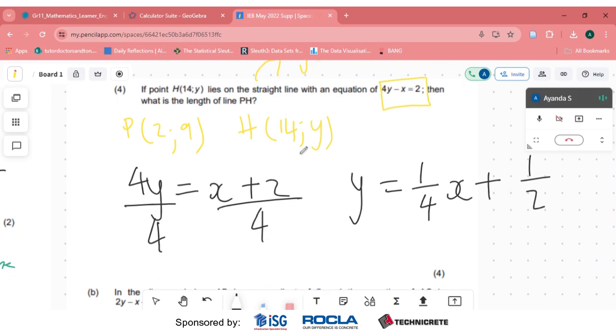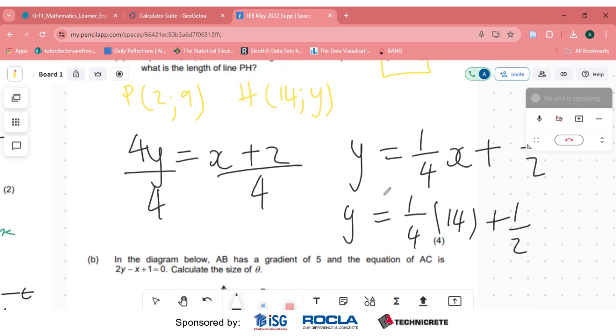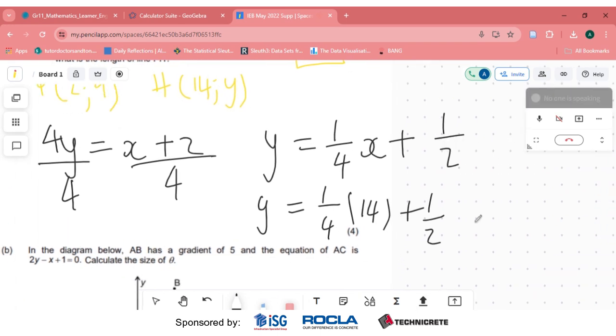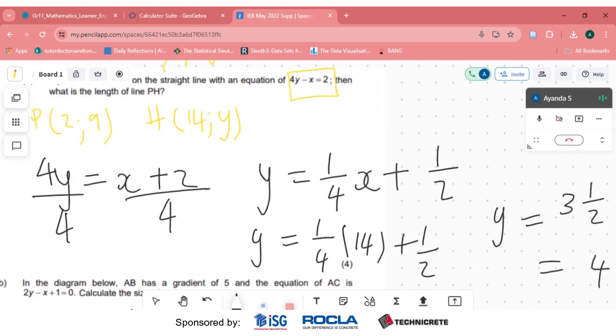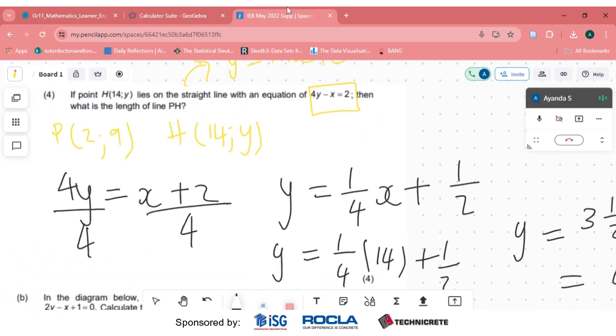Now let's substitute our x coordinate in order to find our y. So y is equal to 1 over 4 times 14 plus a half. 14 divided by 4 gives us 3.5. So y is equal to 3.5 plus a half. And that gives us 4. So y is equal to 4. But we're not done yet. We've only just found the value of y.